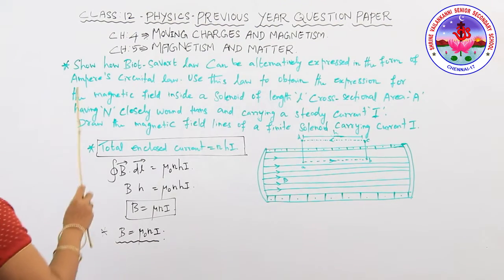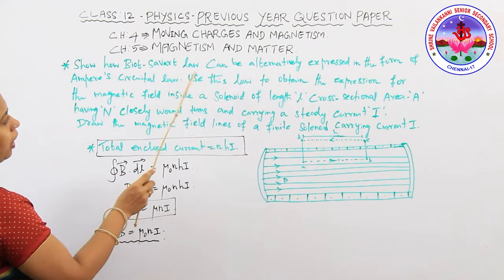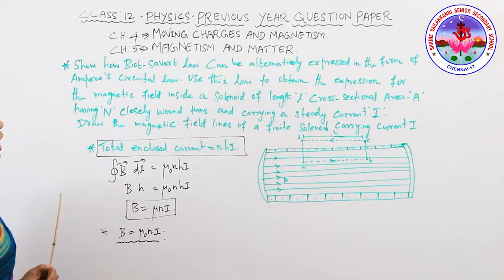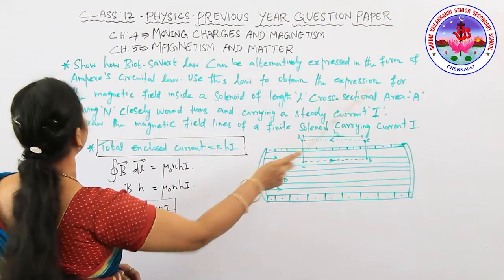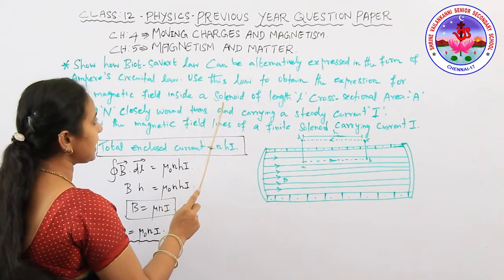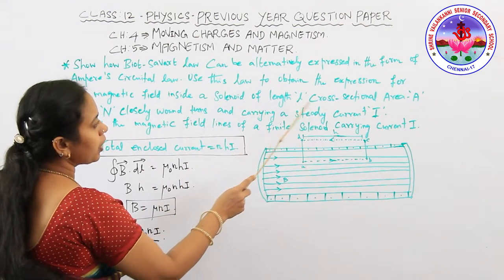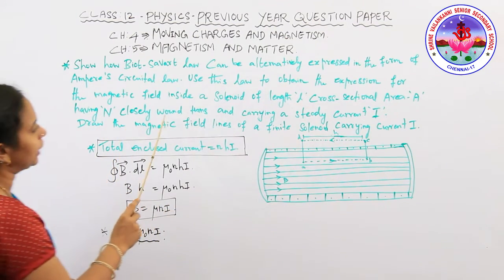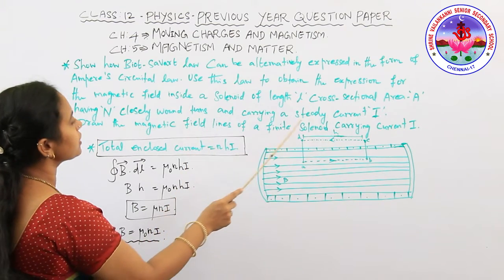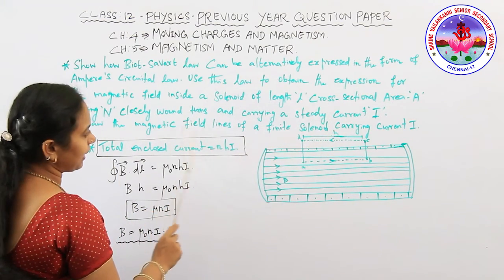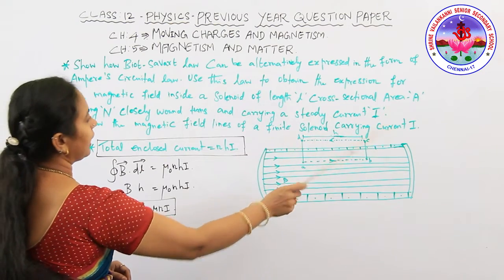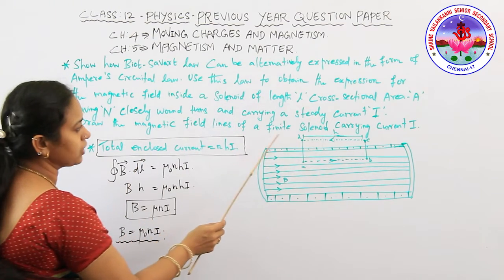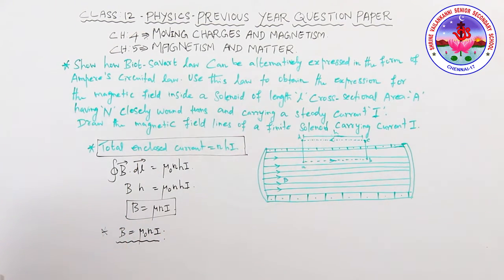Yes, next question. Show how the Biot-Savart law can be alternatively expressed in the form of Ampere's circuital law, and use this law to obtain the expression for the magnetic field inside a solenoid of length L, cross-sectional area A, having a number of closely wound turns and carrying a steady current I. Draw the magnetic field lines of an infinite solenoid carrying current I. So we have drawn that. They have given the magnetic field lines of a finite solenoid current carrying wire.